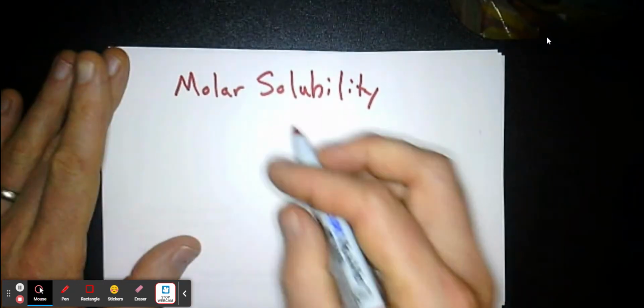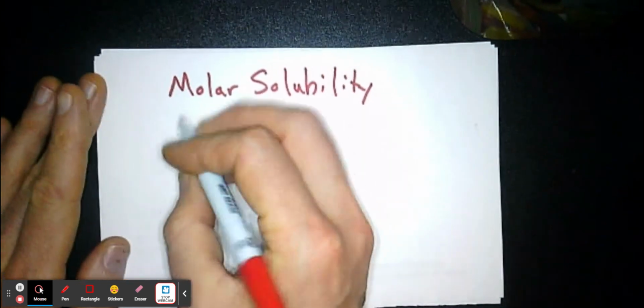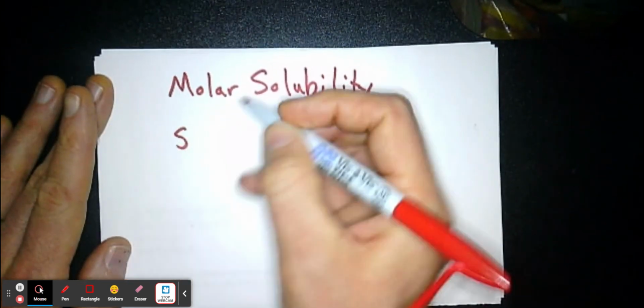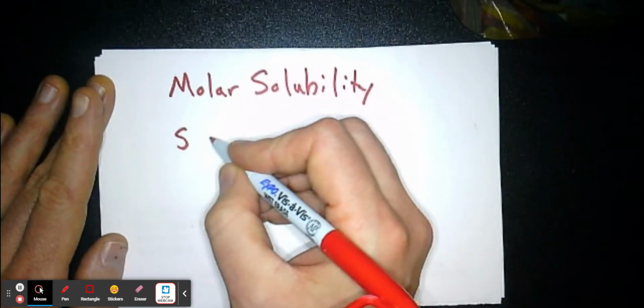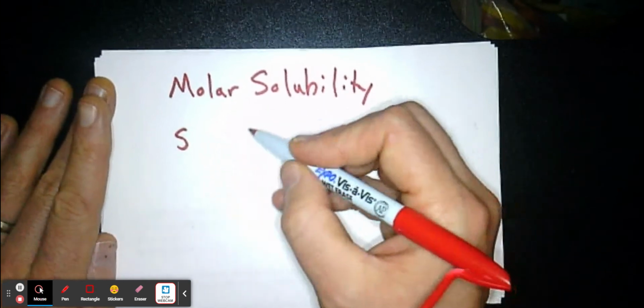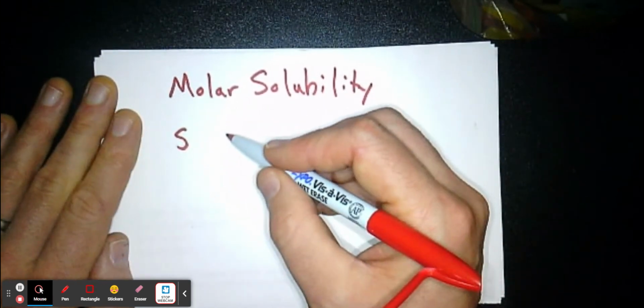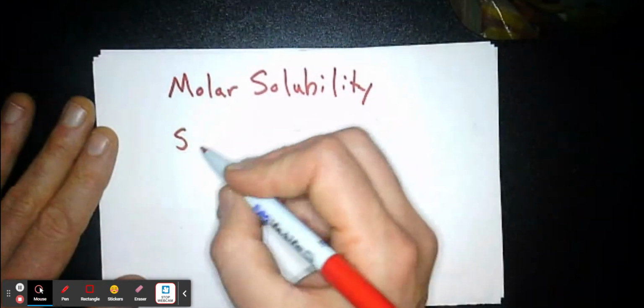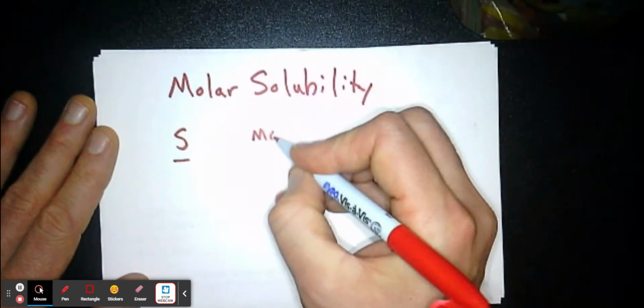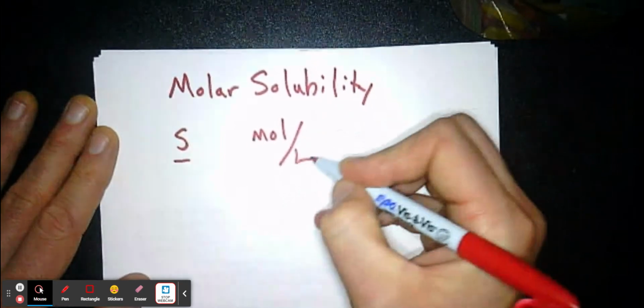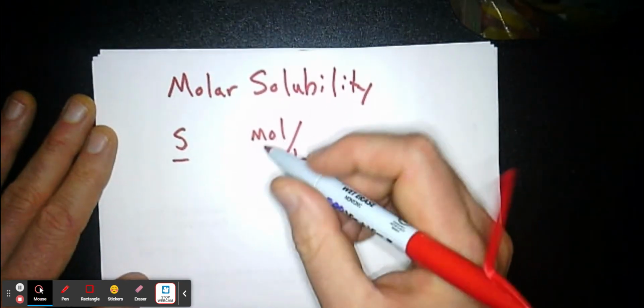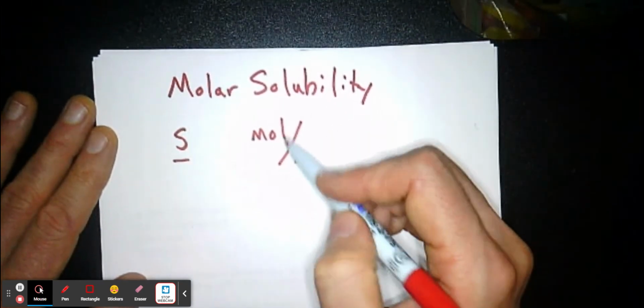Okay, so we're going to talk about molar solubility. Molar solubility is a term that's used and calculated to compare how soluble something is. Its symbol is S, and its units are moles per liter, molarity.